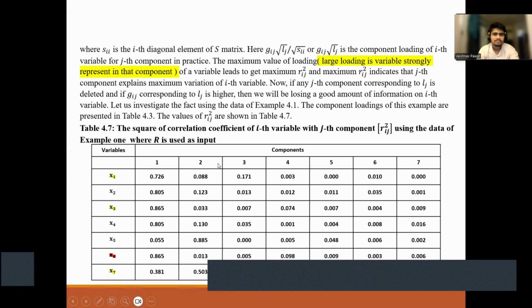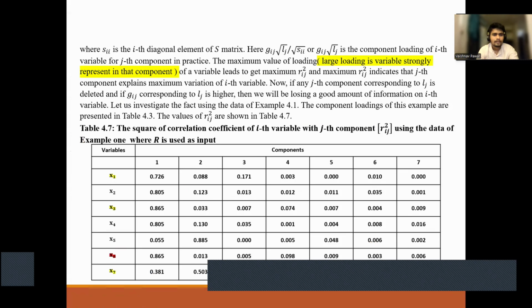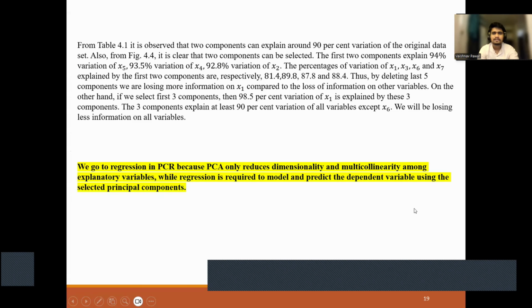In this correlation coefficient matrix, the first two components of x2, x4, and x5 explain more than 90% of the variation. Then for x1, x3, and x7, the first two components cannot explain above 90% of the variation. They explain 81, 89, 87, and 88% of the variation with the first two components.